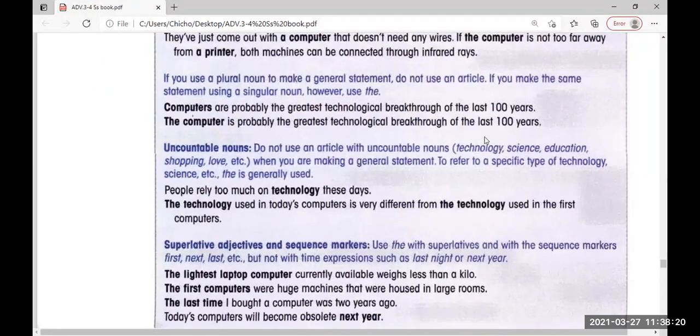For example, technology, science, education, shopping, love, these are uncountable nouns. So we don't need to use the, okay? When you are making a general statement. But when you are referring to a specific type of technology, specific type of science, specific type of education, shopping, or love, you can use the, okay? When you are talking about a specific type of something uncountable.